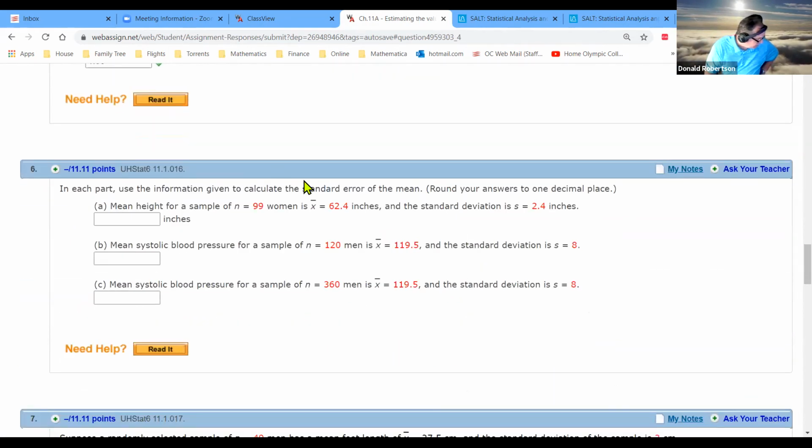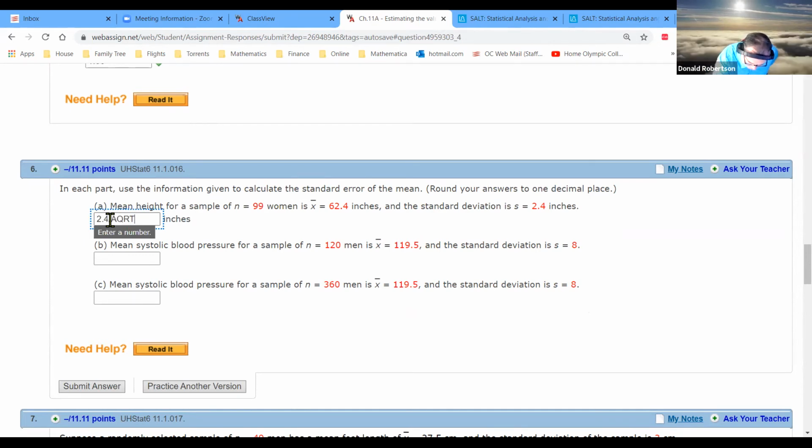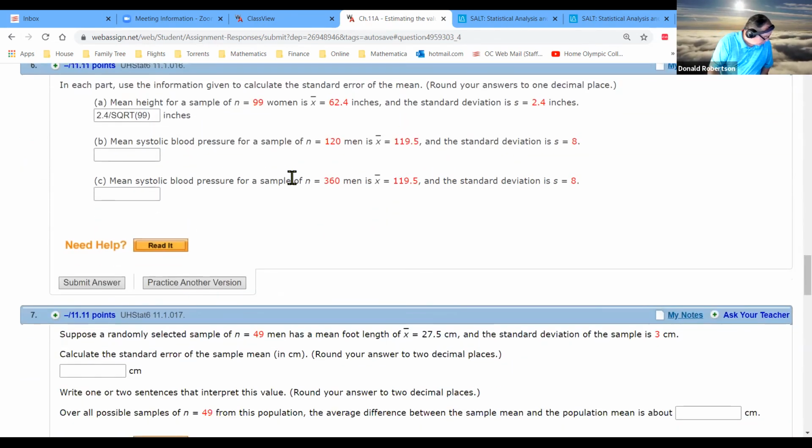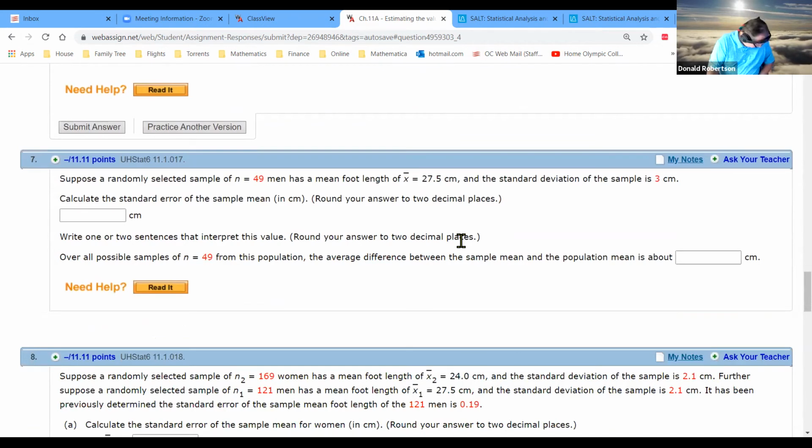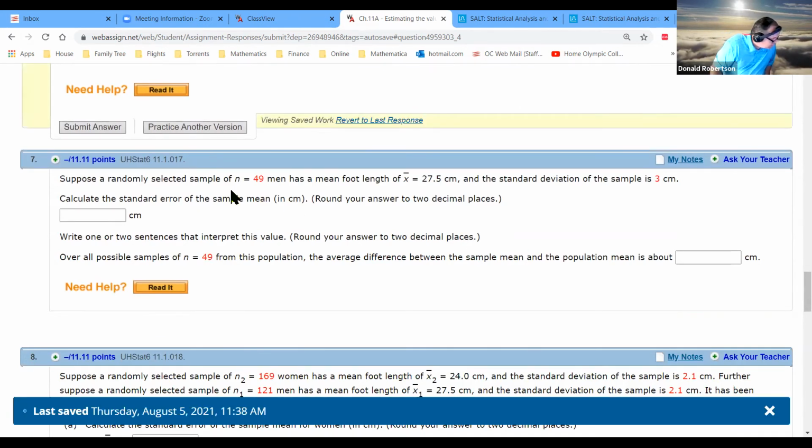Here's some more standard error questions. To get the standard error, isn't it 2.4 divided by the square root of 99? So just typing in 2.4 divided by, it won't understand this answer. I'm just putting it in, that's what your calculation would look like. The others are pretty similar. Okay, check my time.